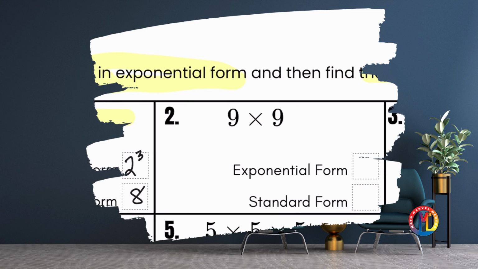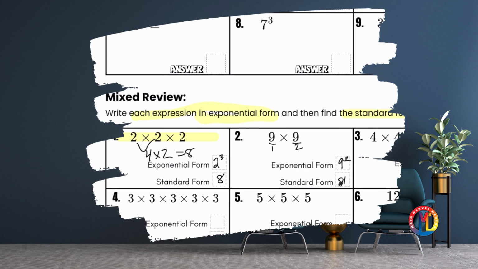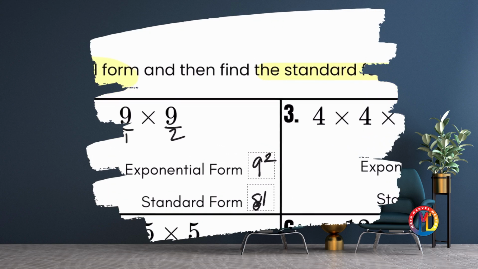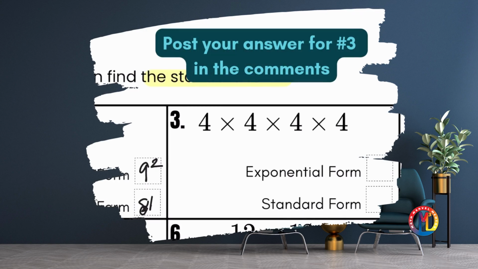Okay, let's do number 2. Exponential form is 9 to the second power. 9 is my base, and I have 9 two different times, 1, 2, so my exponent is 2, and then I'm going to do the math. 9 times 9 equals 81, so my answer is 81. You're welcome to get out your calculator and check some of these bigger ones if you want to check your answers. Go ahead and try number 3 and write your answer in the comments.